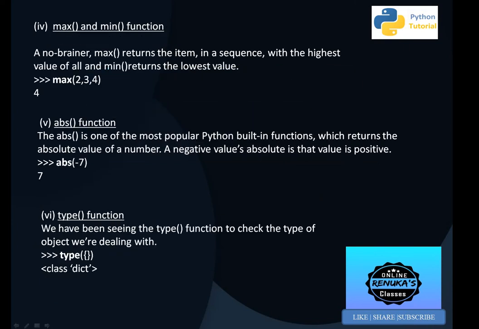Then comes the maximum and minimum functions. Max returns the maximum or highest value from the sequence, and min returns the lowest value. As the example suggests, max of 2, 3, 4 will return 4. Absolute returns the positive value of any negative value mentioned in the brackets. Type returns the type of whatever object is mentioned as an argument.